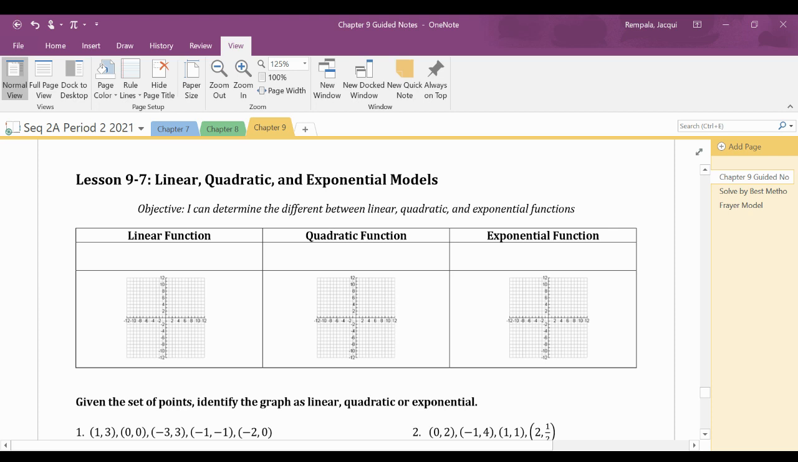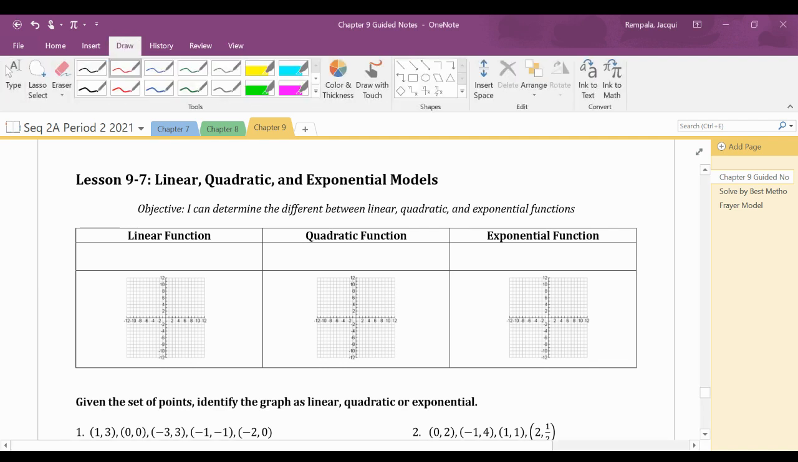Let's look at section 9.7, which puts a bunch of our old concepts back together: linear functions, quadratic functions, and exponential functions. We're going to determine the difference between linear, quadratic, and exponential functions. Okay, linear functions, this is something that you did last year.